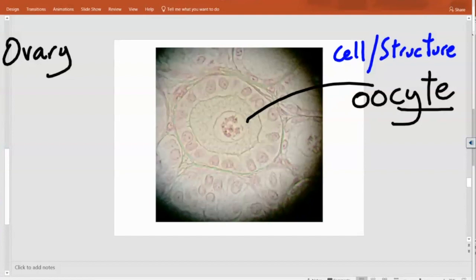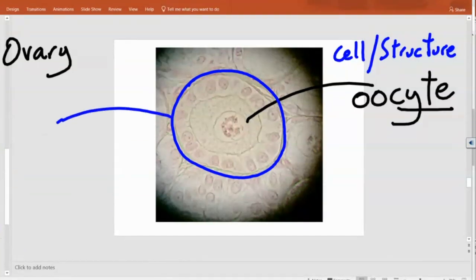It looks like a little world, a little planet or something. And that's because at one point, it was your whole world. It was you. You were just that. And then it got fertilized and you became more you. And then you got more cells and you became more you. And eventually, cells changed enough that it is you. So that's the oocyte.